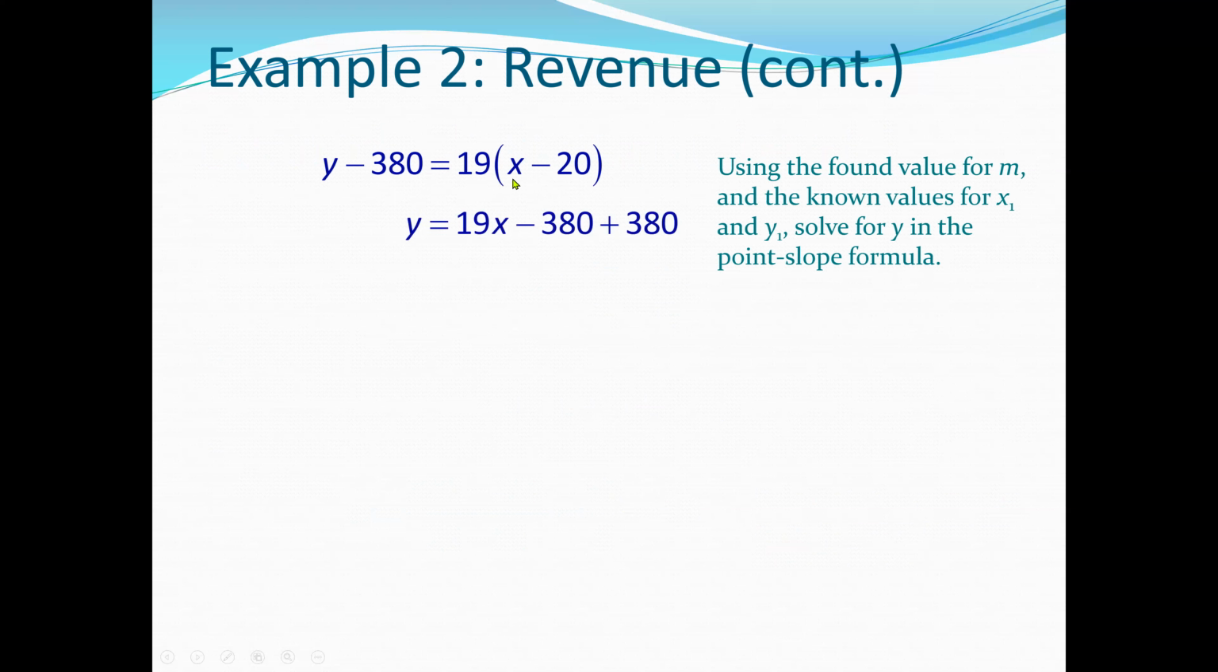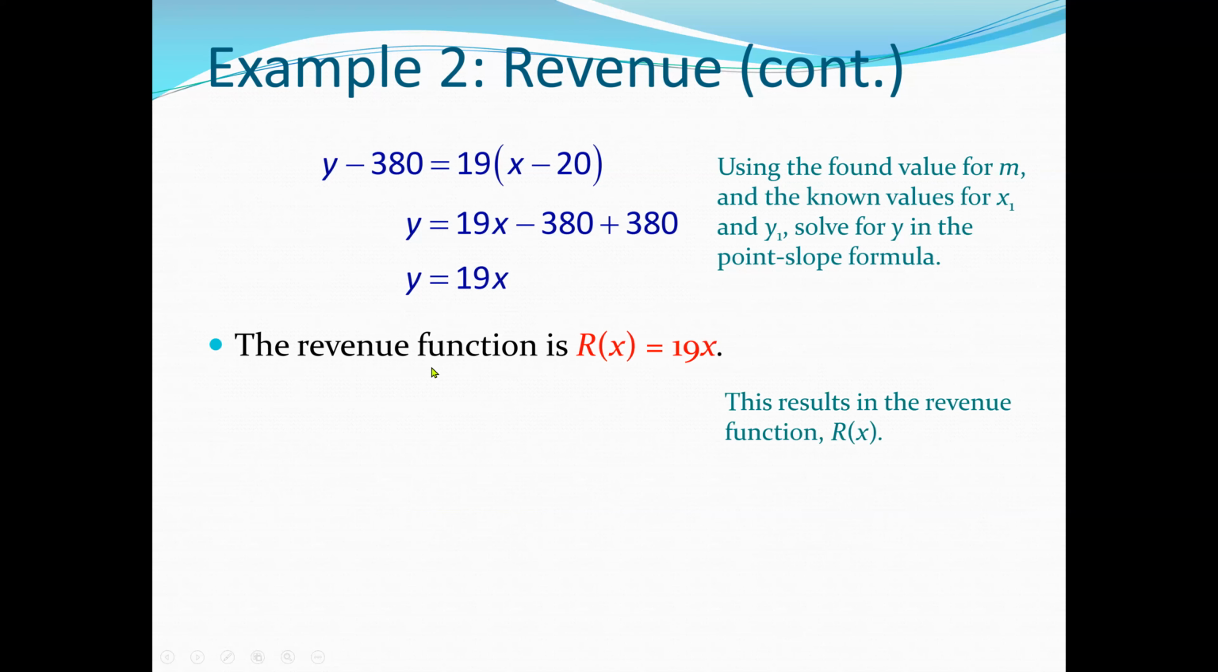So we get 19x minus 19 times 20, which is 380. And then we have minus 380. Minus 380 crossing the equal sign becomes plus 380. So here we can see that minus 380 will cancel plus 380. So we get y equals 19x. So this will be our, again, revenue function. So here we say the revenue function is R of x equals 19x.